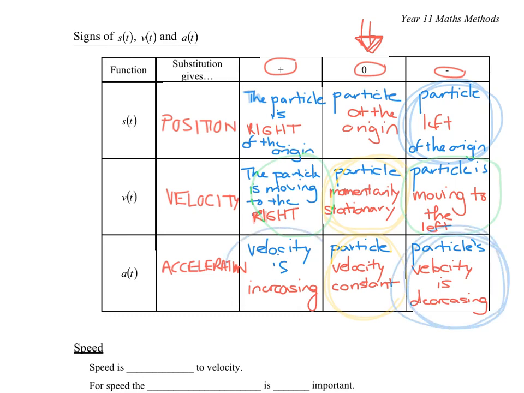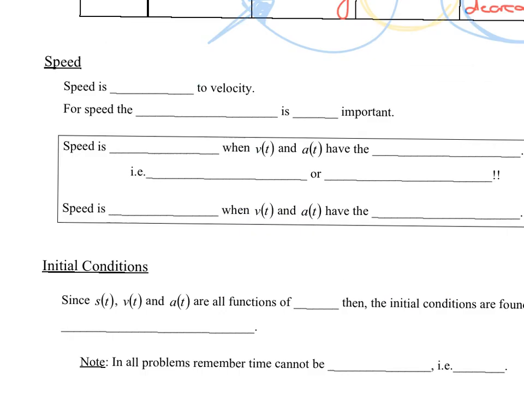All right. Now you might think, why is this even important? Well, you're going to get questions like, when is the velocity increasing? Don't think that's when the velocity is positive. It's actually when the acceleration is positive. So you have to be able to determine when that is.